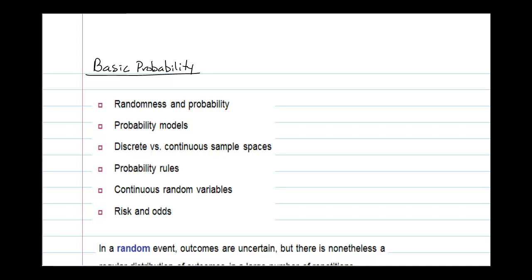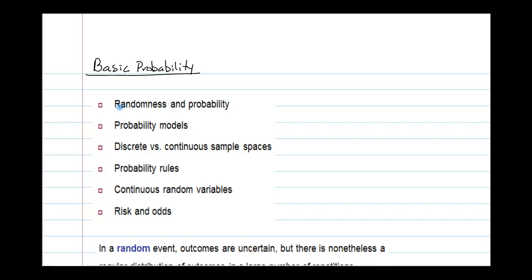In this chapter on basic probability, we're going to be looking at quite a few different features about probability. We're not going to get too in-depth into probability, but we're going to pick out the information that we need in order to use a normal distribution and a t-distribution eventually.